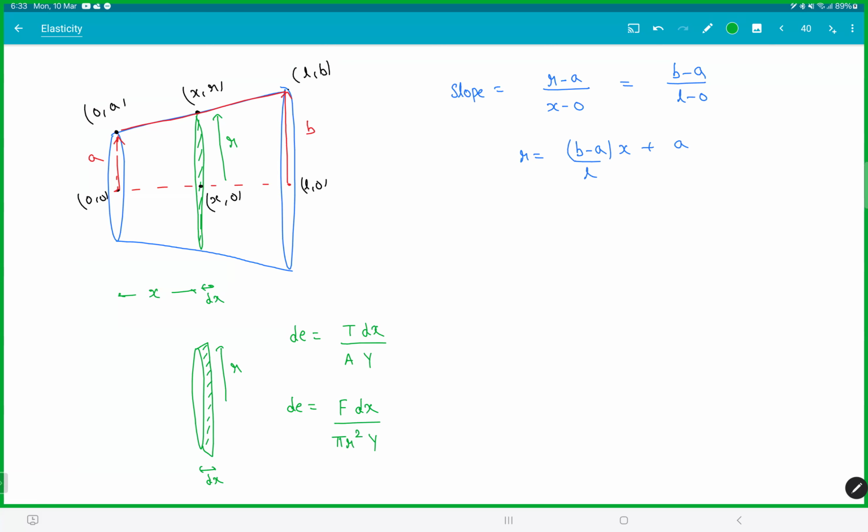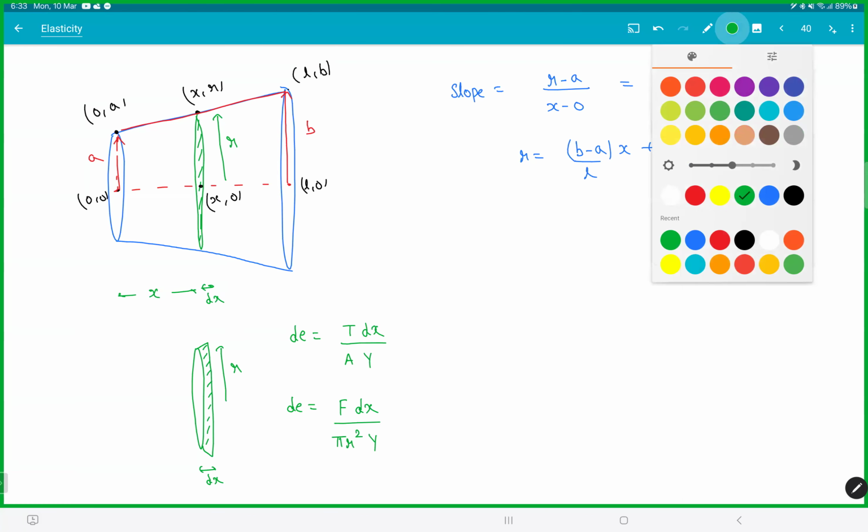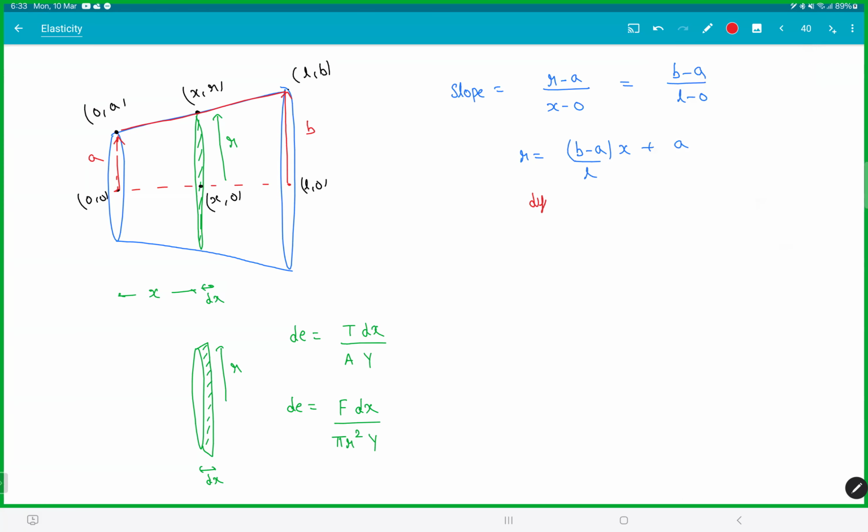So we have two variables here, x and y. So I need to eliminate and get everything in one form. So what will I do? I will differentiate this. If you differentiate this, dr will be equal to dx into (b minus a) by L. This is the relation between dr and dx. So I can get it from here.